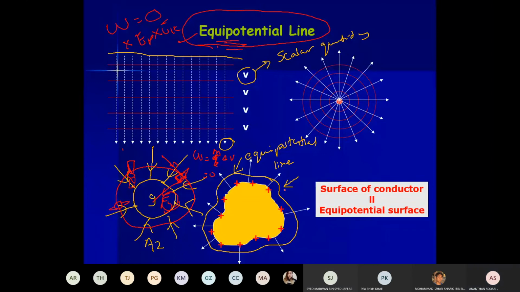So for your A level, what they're going to ask is mainly the parallel plate equipotential line and the point charge equipotential line. These two are important. Okay, do I have any other questions?